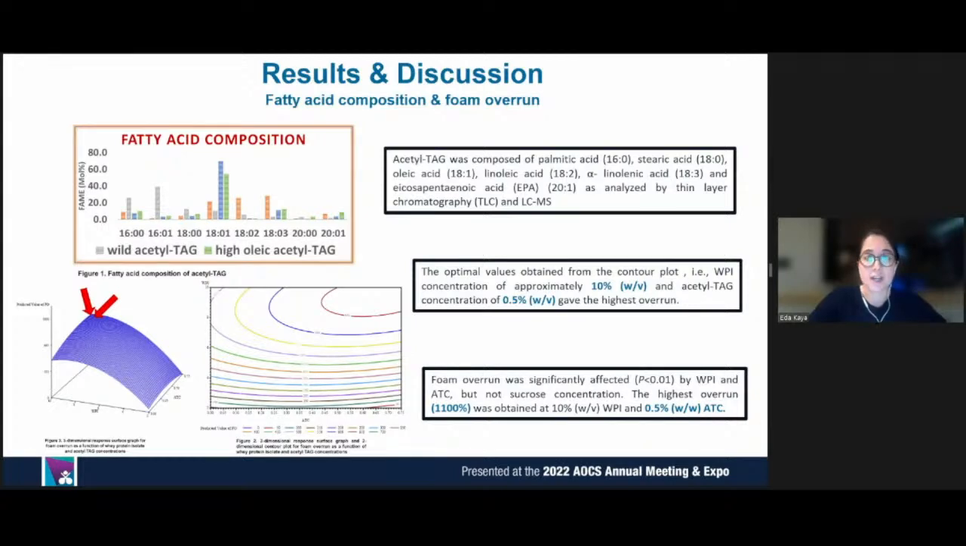When we come to the results, the first thing was the composition characterization of the fatty acids of acetyl-TAGs, and we used two different transgenic lines here. More importantly, foam overrun was an important parameter for us. We figured out that when we use acetyl-TAG and WPI at higher concentrations, overrun values of foam were also enhanced. We obtained 1,100% overrun, as you can see on this three-dimensional surface, when we increased the acetyl-TAG concentration up to 0.5%.